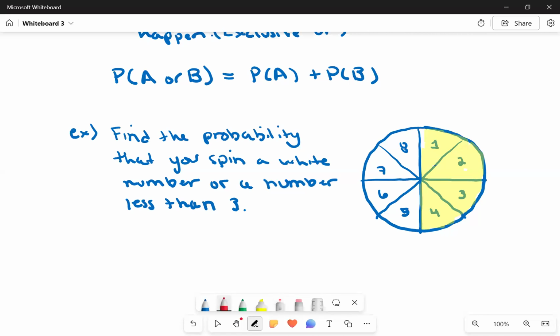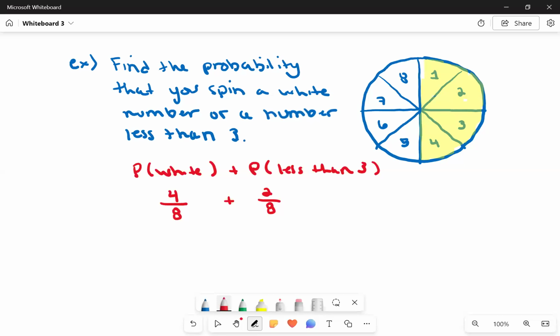So let's go ahead and find the probability then of getting a white or less than 3. Okay, so probability of white is going to be, there's 4 wedges out of 8 total. Probability of being less than 3 would be 2 out of 8 because only 1 and 2 qualify. And that'll give us 6 out of 8 or 3/4, which I happen to know the decimal on that one, 0.75, if you want to write it in decimal form.